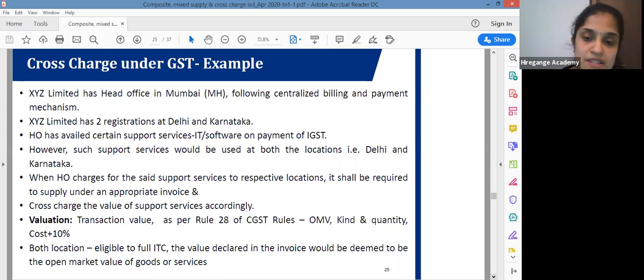Valuation could be based on the open market value, based on the same or similar kind of the services, or cost plus 10%, but where the receiving location is fully eligible to take credit because it is also engaged in doing taxable supplies, then the value declared in the invoice would be deemed to be the open market value of the transaction and accordingly may be proceeded. But I would still suggest arrive at some reasonable basis and do the cross charge, so that it can be justified not just today, but even to a department officer at the time of audit, maybe after some 4, 5, 6 years.